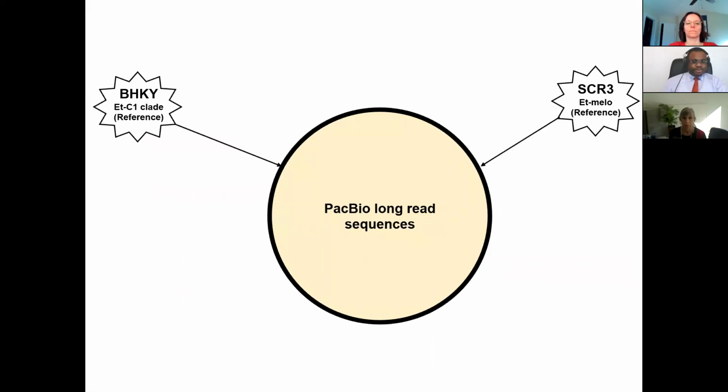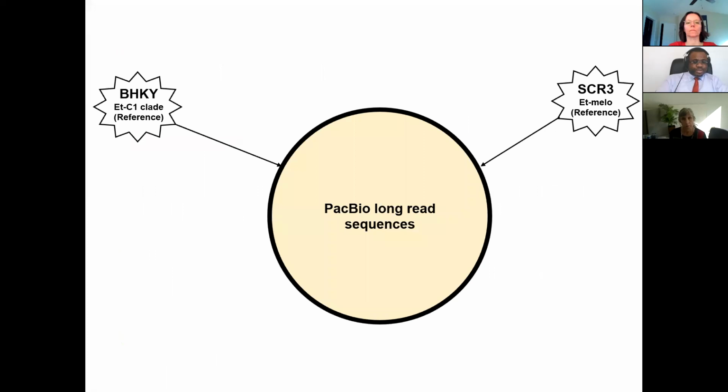Based on the reported clade designation, we base our studies on the Et-melo and the Et-C1 clades. So those are the melon strains and the squash strains. We did not include the strains of the third clade, which is the Et-C2, because we do not have access to strains from this clade.